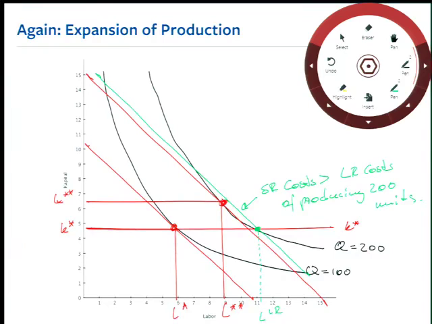Let's be clear. The label on this isocost curve here divided by, why is Max dividing by 100 units? This is the 200 unit isoquant. That's because Max is an idiot, right? No, he's not, but he's sloppy.